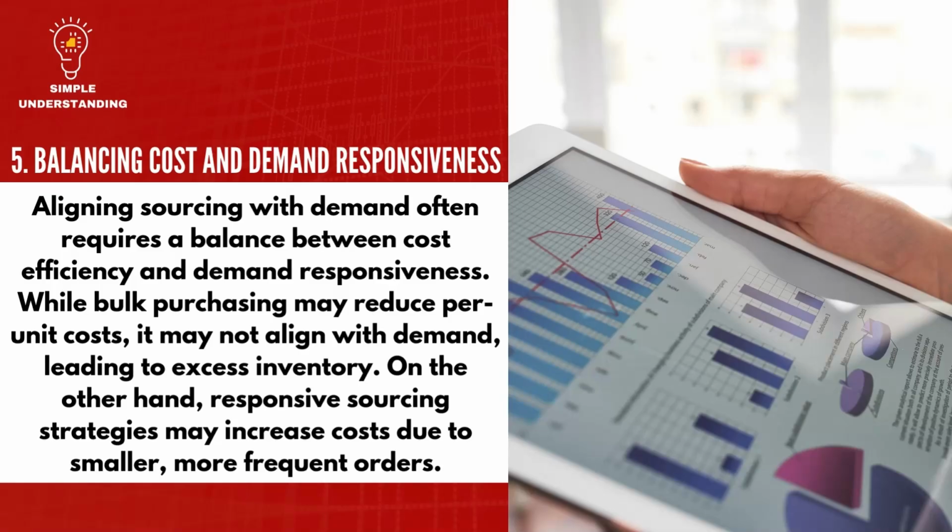5. Balancing cost and demand responsiveness. Explanation. Aligning sourcing with demand often requires a balance between cost efficiency and demand responsiveness. While bulk purchasing may reduce per-unit costs, it may not align with demand, leading to excess inventory. On the other hand, responsive sourcing strategies may increase costs due to smaller, more frequent orders.